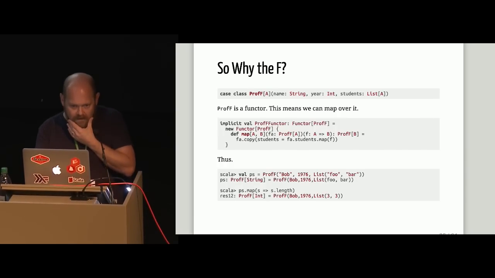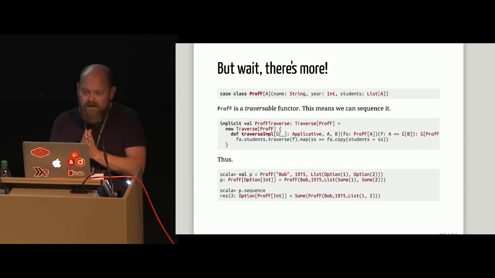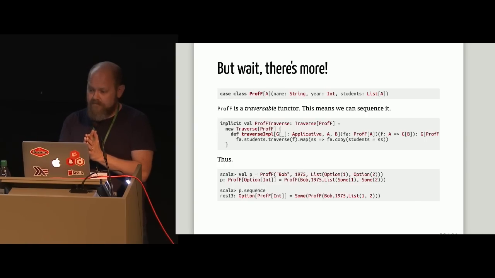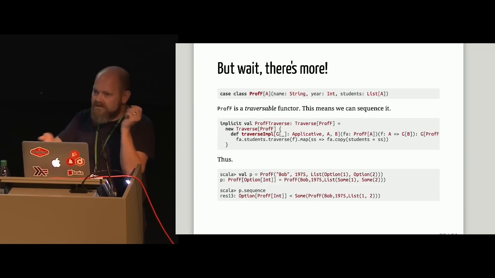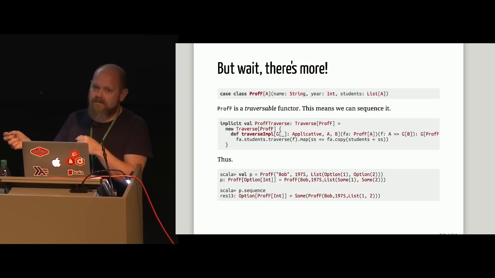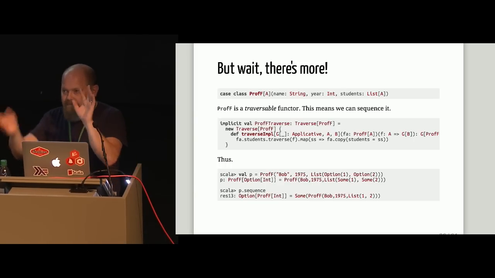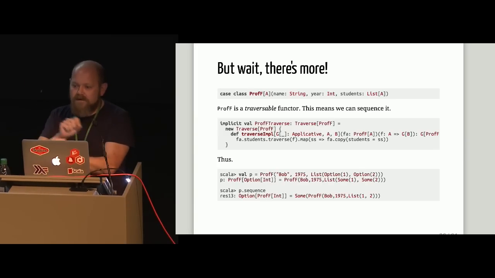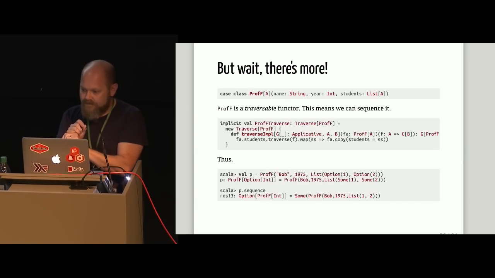Okay, but we can do better than that. PropF is a traversable functor. This means we can sequence it. So if we have a PropF of G of A, we can turn that into a G of PropF of A if G is an applicative functor. So we can flip those type constructors, which is a really, really useful thing to be able to do.